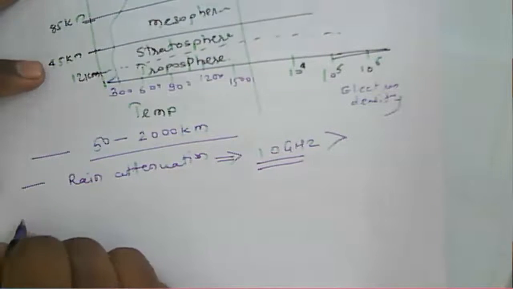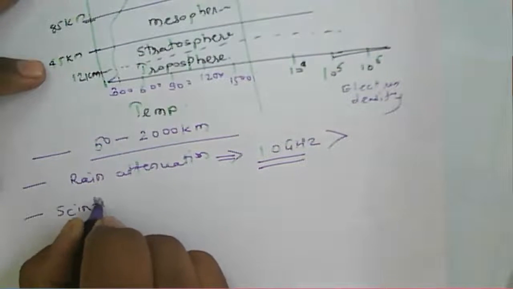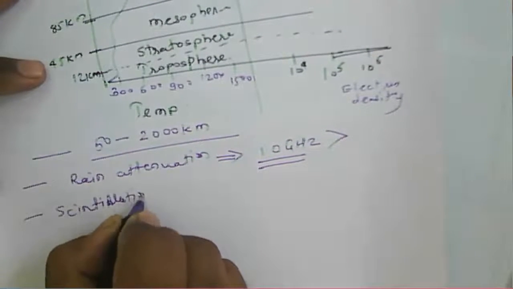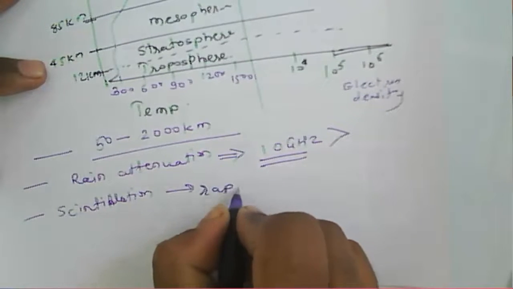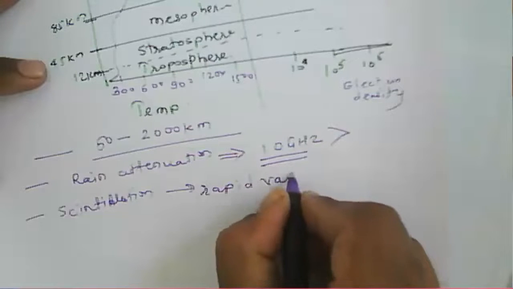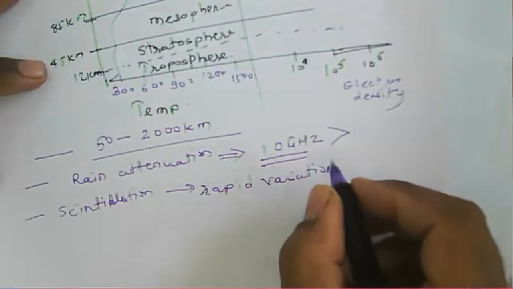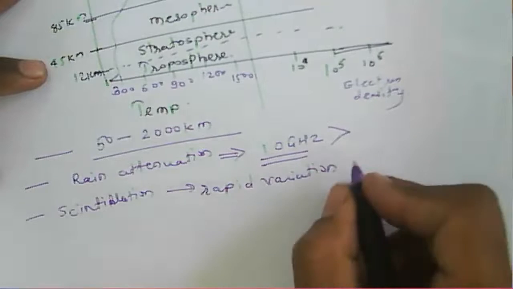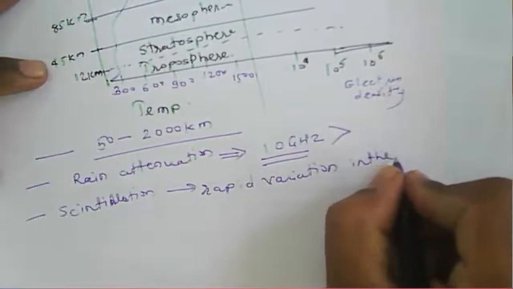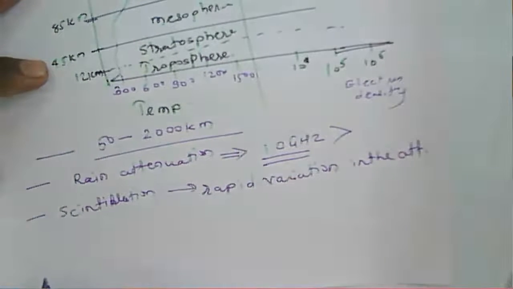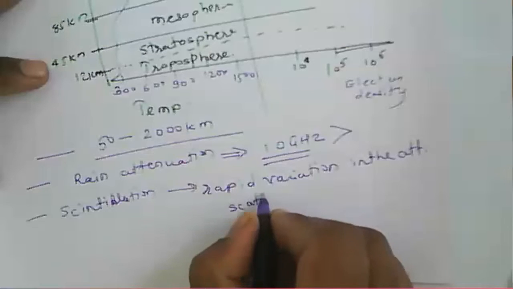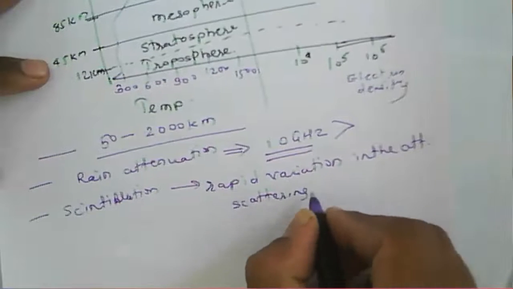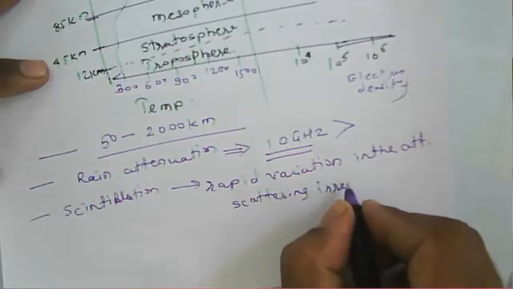And scintillation, we say, is nothing but a rapid variation in the attenuation, due to the scattering irregularity.